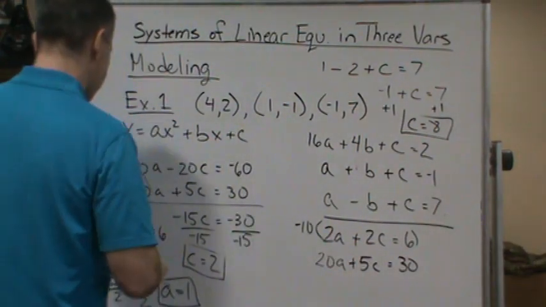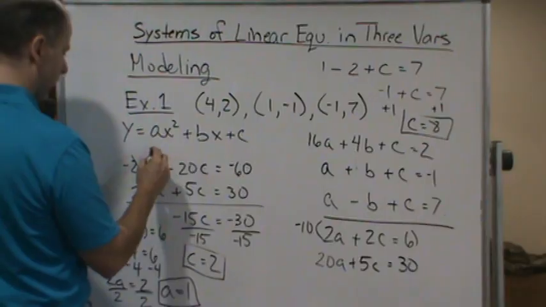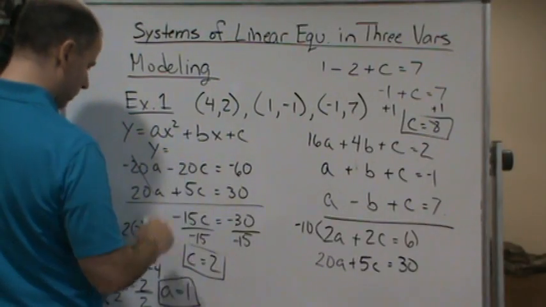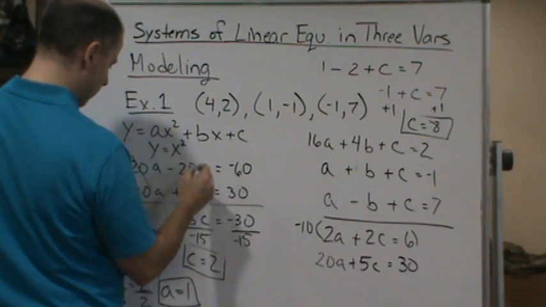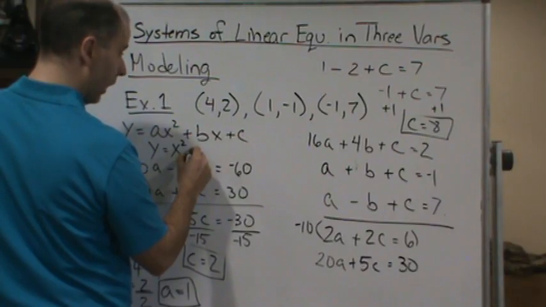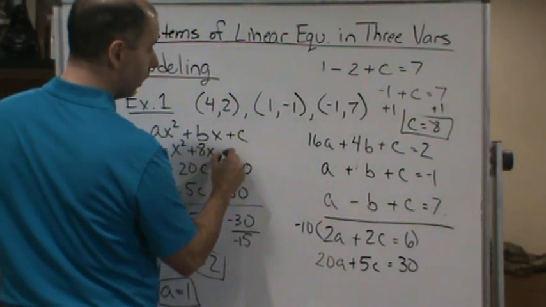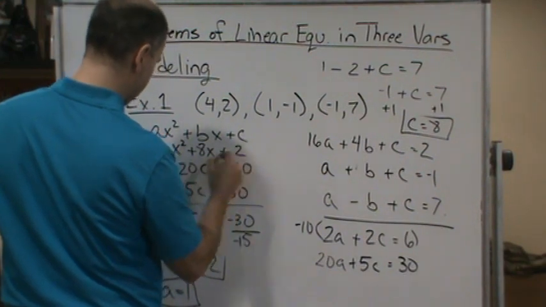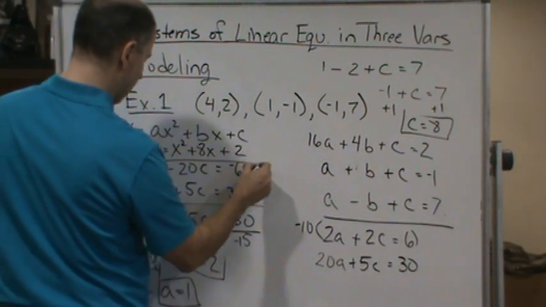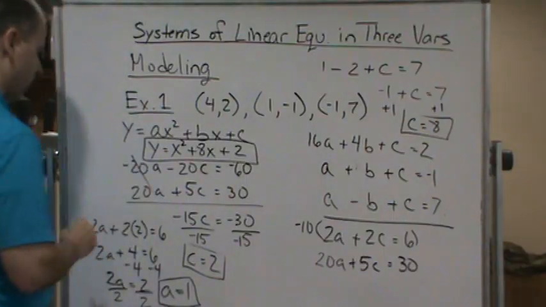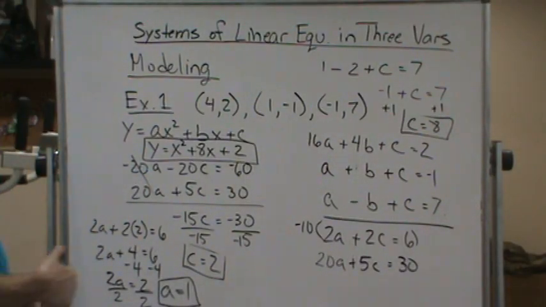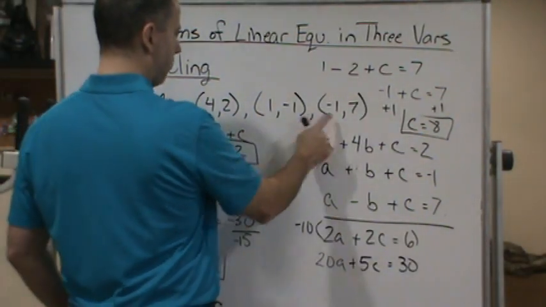So now the answer is what? The answer is y equals x squared plus 8x plus 2. And that is the equation of the parabola that goes through all 3 points.